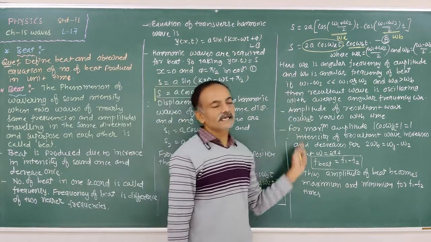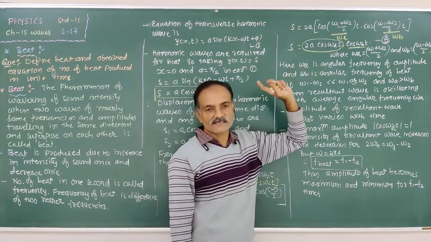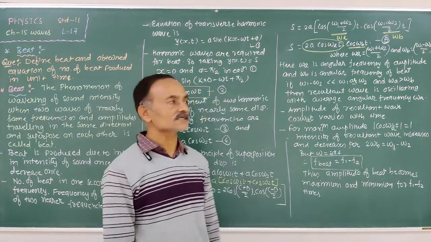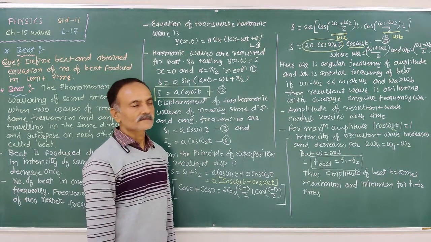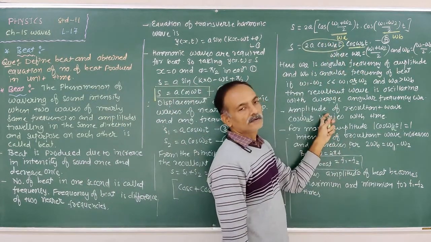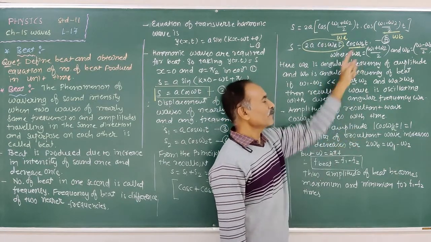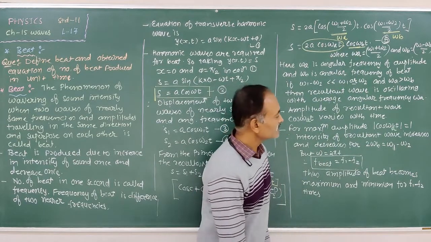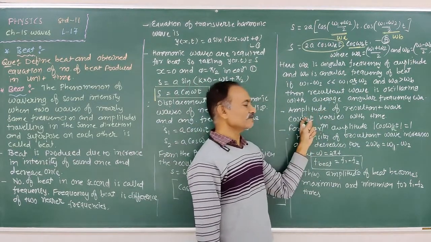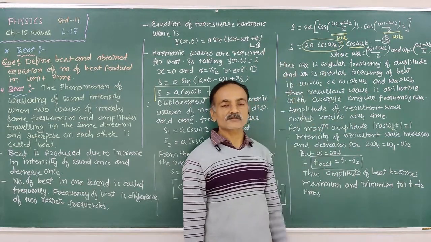So this theoretical part is quite complicated if we do not understand the equation. S is equal to 2A cos omega a t into cos omega b t. Actually, omega a is the angular frequency of the amplitude, and omega b is the angular frequency of the beat. Right? Therefore, the amplitude of the resultant wave varies with time because that is also a function of time.